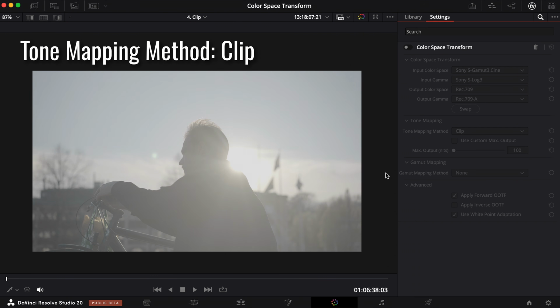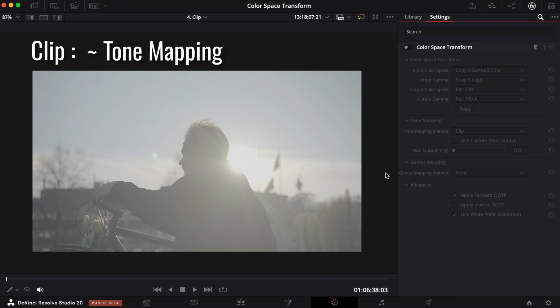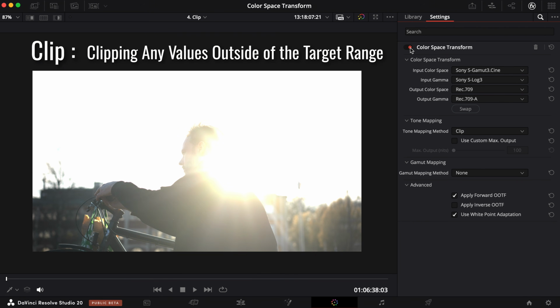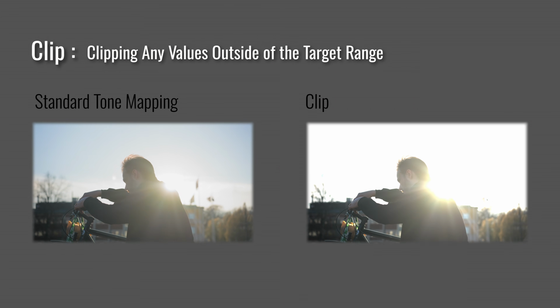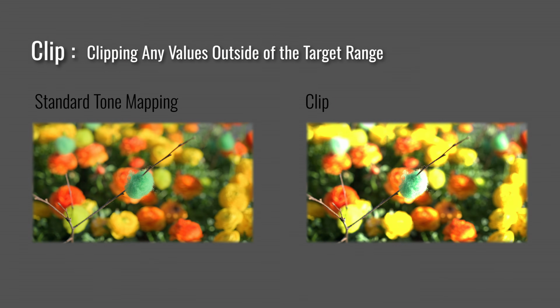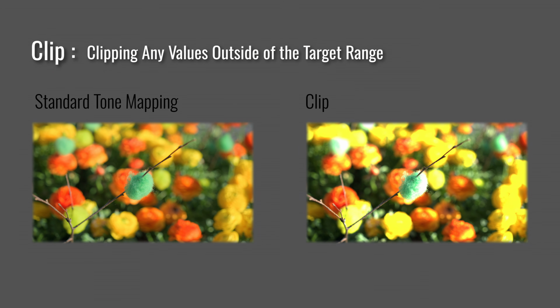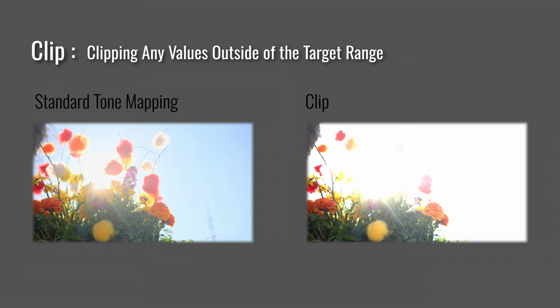Next up is clip, and this one's kinda brutal. Technically, it does apply tone mapping, but not in a subtle or cinematic way. Instead, it hard clips any values that go above the display's brightness range. That means no highlights roll-off, no smooth transitions, just a harsh cutoff. So your bright areas like clouds or reflections can suddenly look blown out and flat.